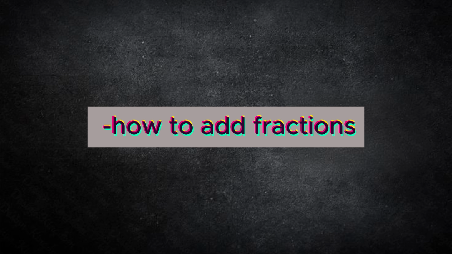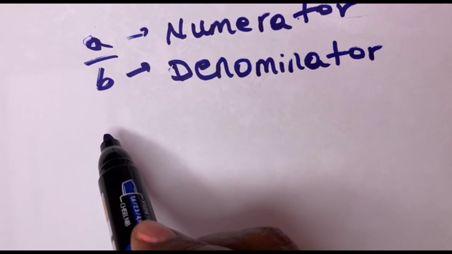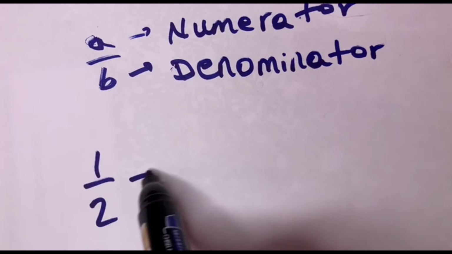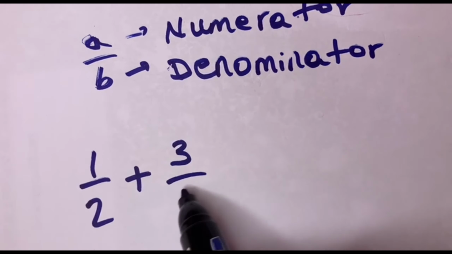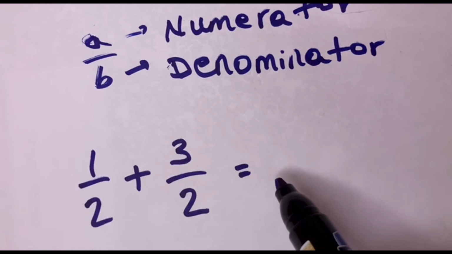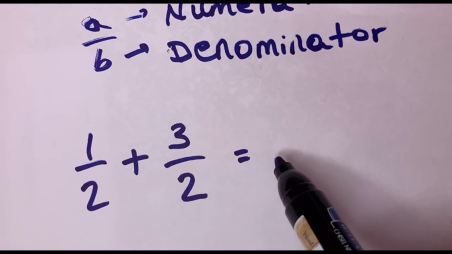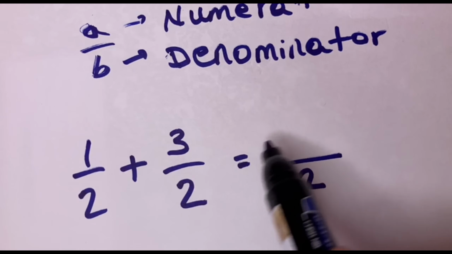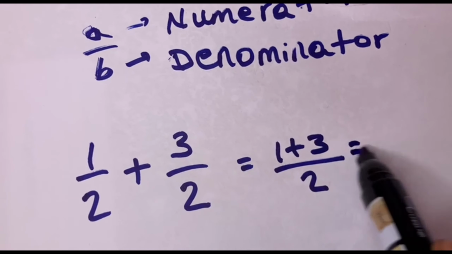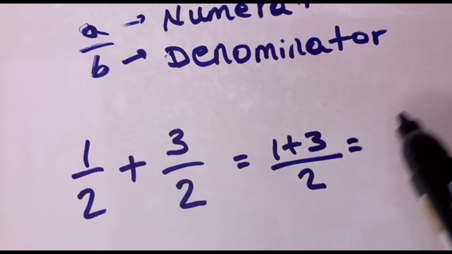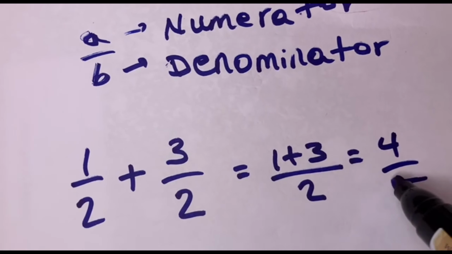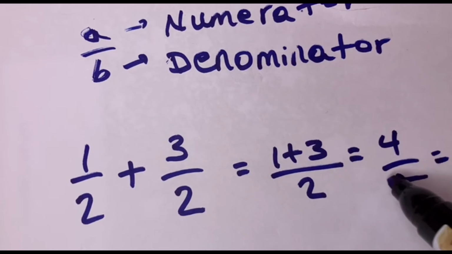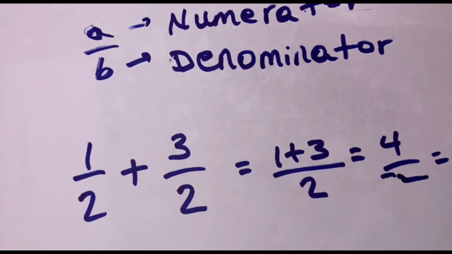Now, when we add fractions with the same denominator, it's easy to add. For example, let's say 1 over 2 plus 3 over 2. They have the same denominator. To add them, we just take one of the denominators, then add the numerators straight away. So add the numerators 1 plus 3, it will be 4 over 2. If you want to simplify it, 4 divided by 2 is 2.